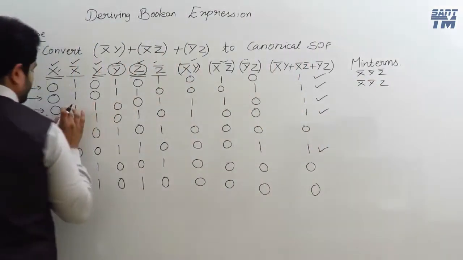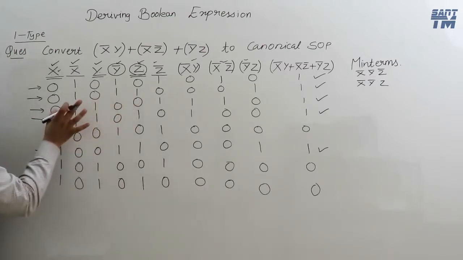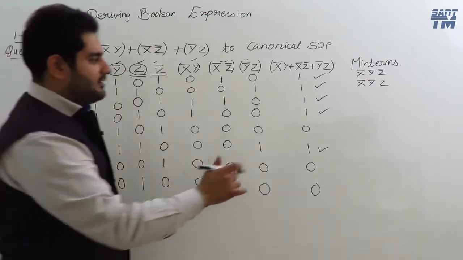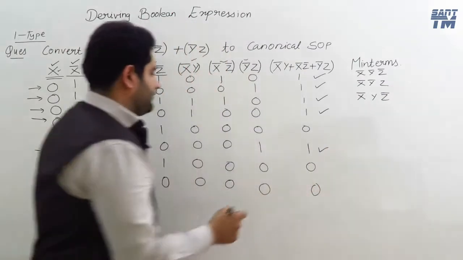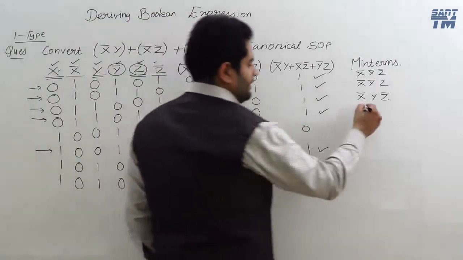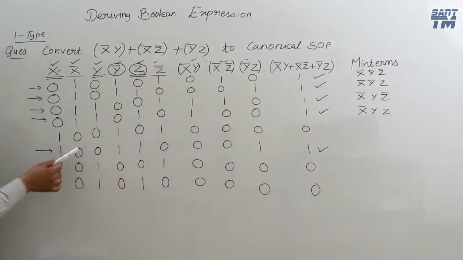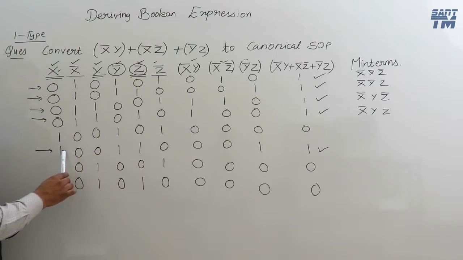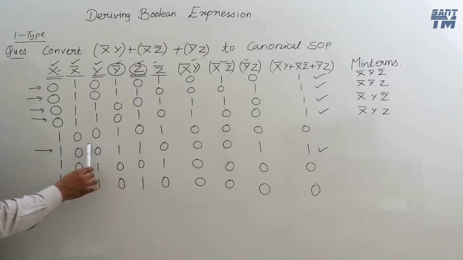Now for the third row, x is 0, y is 1, z is 0. So x and z will have a bar. Now for the fourth row, x is 0, y is 1 and z is 1. Only x is 0, so bar will be on x only: x bar, y, z. Now for this row, x is 1, y is 0 and z is 1. So bar will be on y only.